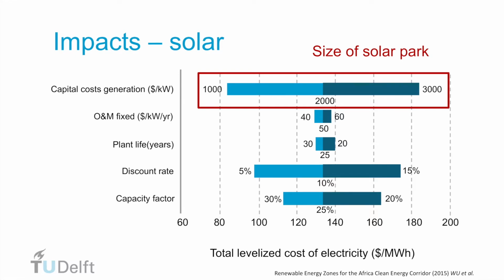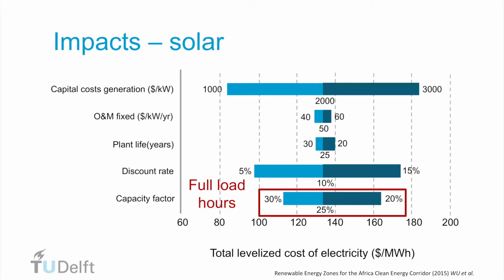Changing the capacity factor can also affect the LCOE. This is mostly influenced by the geographical location of the solar park and its surroundings. By decreasing the capacity factor by 5%, the LCOE increases from $135 to $165 per megawatt hour. It should be noted that the influence on the LCOE can also differ depending on the location and the size of the solar park.